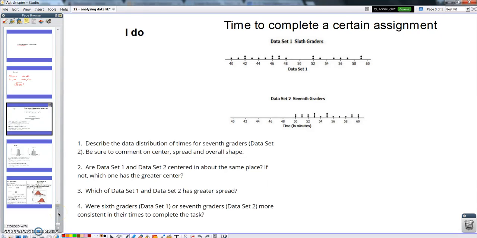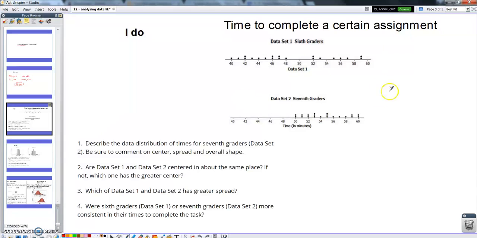So this is data collected on time to complete a certain assignment. We measured how long it took some 6th graders to complete that assignment and how long it took some 7th graders to complete that same assignment. This is the kind of question a statistician would collect this data for, because they want to know, what's the difference, or is there a difference? Is there anything I can learn about 6th and 7th graders from this information?